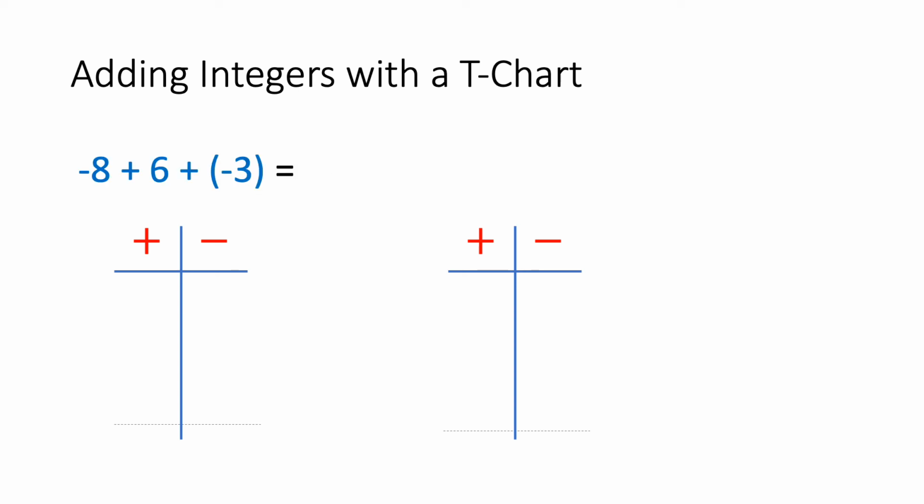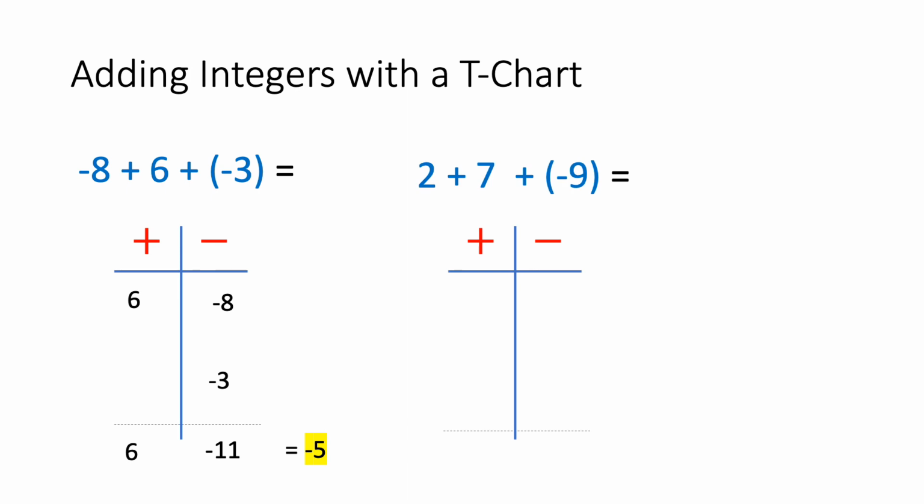In this example, we're going to put -8 on the negative side, +6 on the positive side, and -3 on the negative side. So we get 6 and -11. These are different signs, so we subtract and give the sign of the bigger number. 11 minus 6 is 5, and since 11 is a greater absolute value, we're going to make it negative.